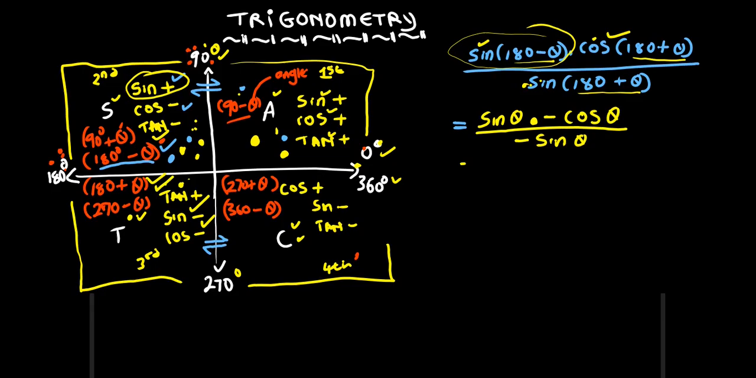Now we calculate. We can see that we have sine and sine, so this will cancel this one, and this negative will cancel this negative, and we're going to remain with what? Cos of theta. And that's how you solve it.